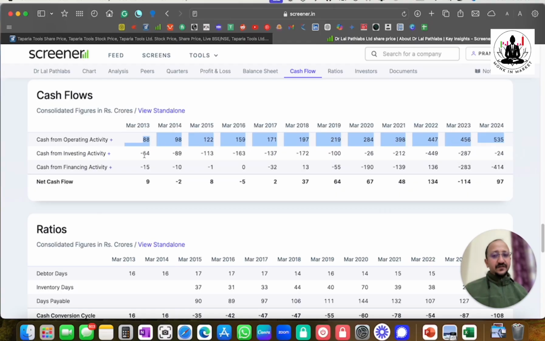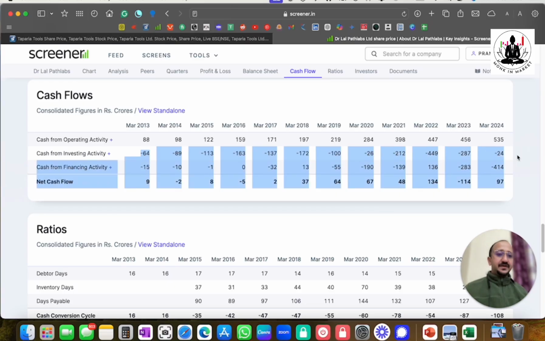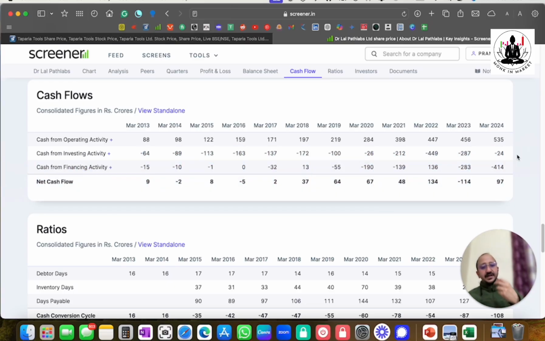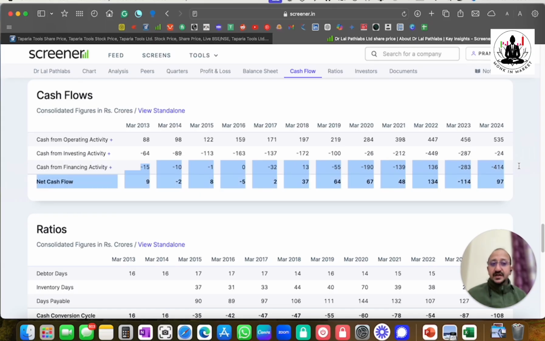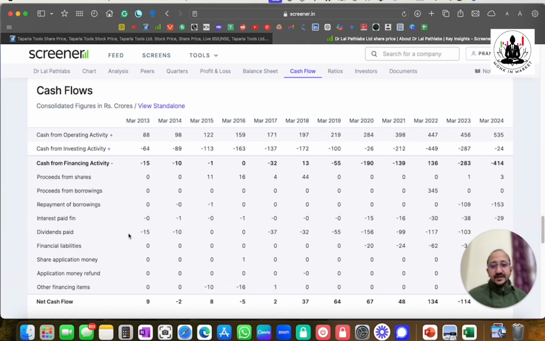Investing activities are negative throughout. It means they are investing their money. They are using the money to invest somewhere. So again, it's a good sign. It means they are using the money in a good way. Financing activities are negative. Now I have to see why it is negative. Is it for the loans or is it for the dividends? So see, they are paying the dividends. It means they are distributing the profits. Good sign.